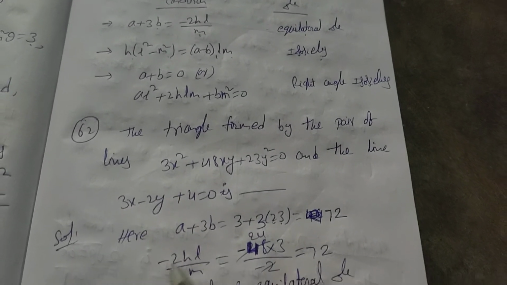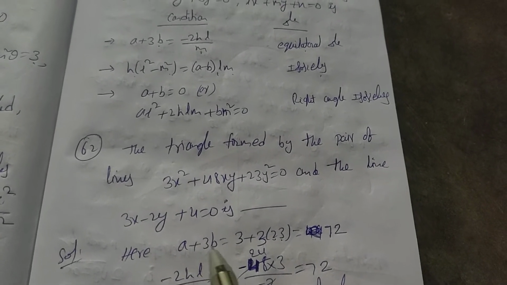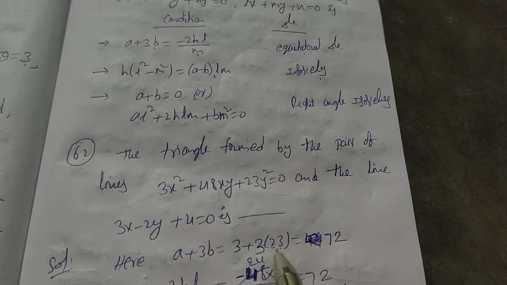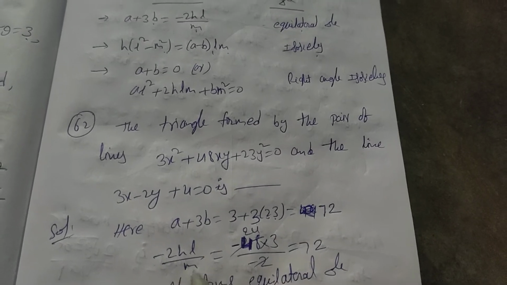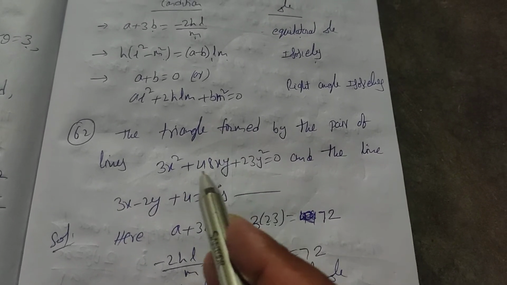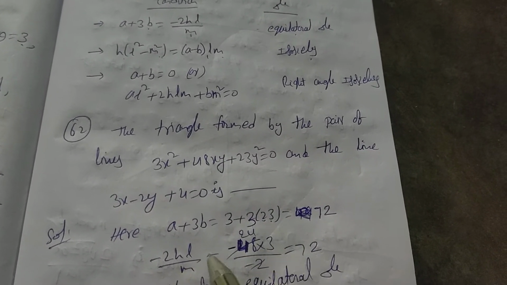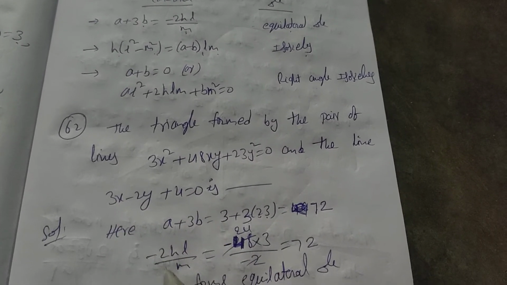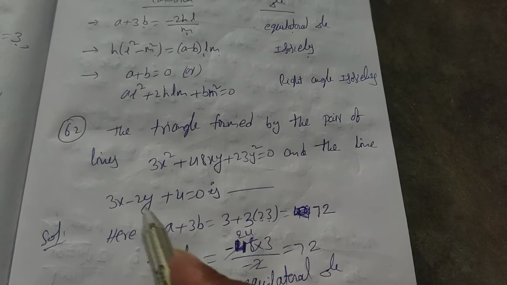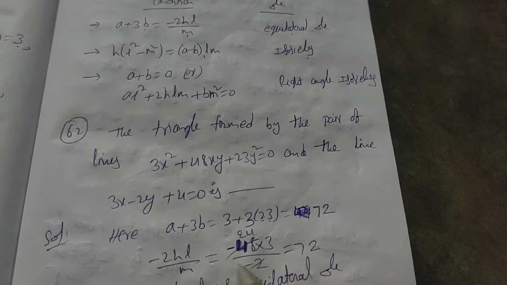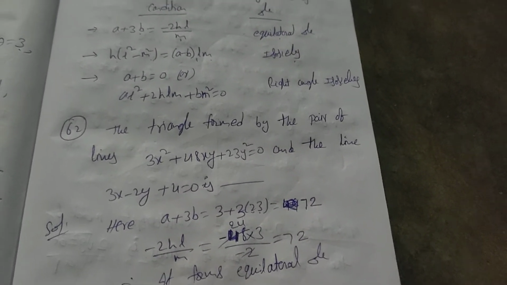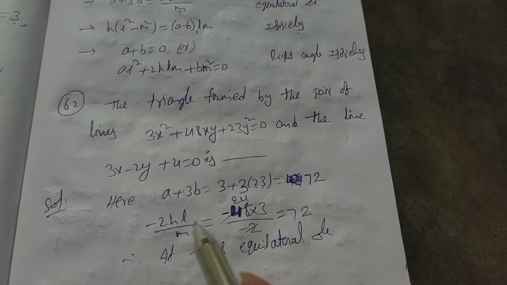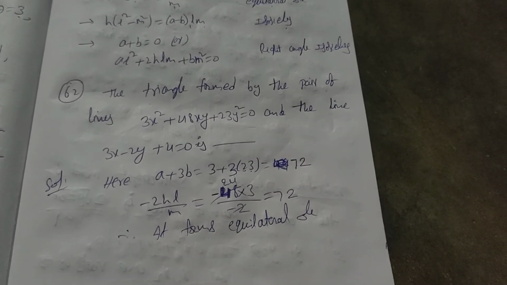First I am going to find a + 3b. So what is a? 3. What is b? 23. 3 into 23 is 69, plus 3, 72. Minus 2hl/m. So 2h is equal to 48. Minus 48 into l, where lx + my + n, l means 3, m means here −2. So this minus gets cancelled and 24 times 3 is 72. So a + 3b = −2hl/m, so it forms an equilateral triangle.